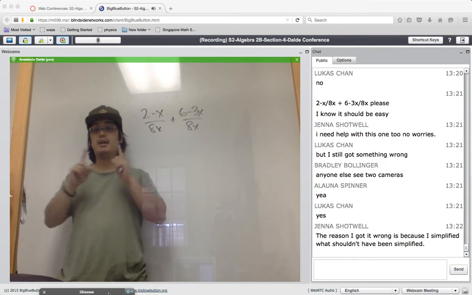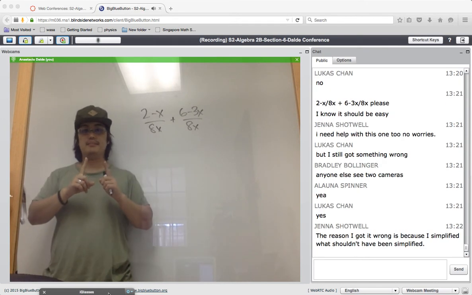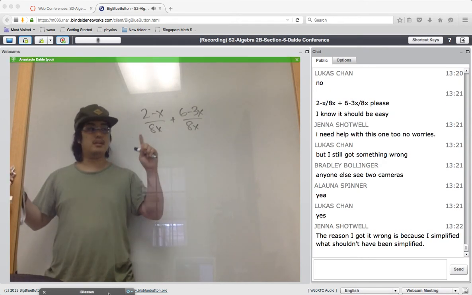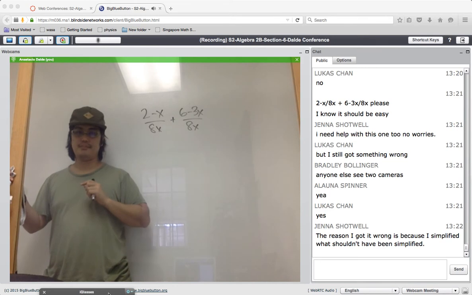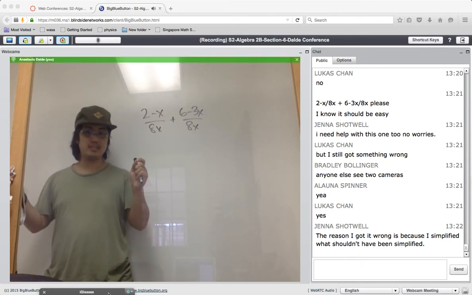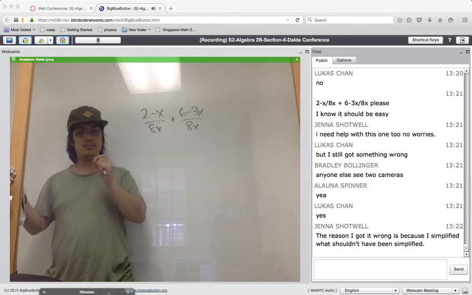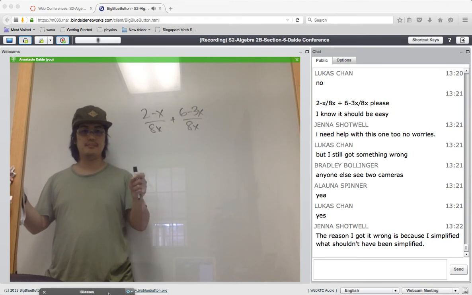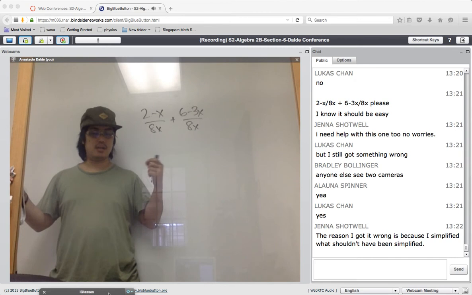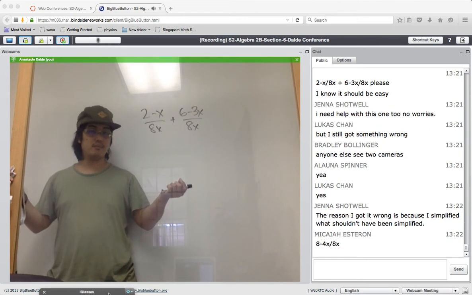The reason why it's easier is because the denominators are the same. If the denominators, on the other hand, were different, then it would be a little bit trickier of a problem. And I can show you how to do both of them. Why don't I show you how to do this one first, and then I'll show you how to do the other one.